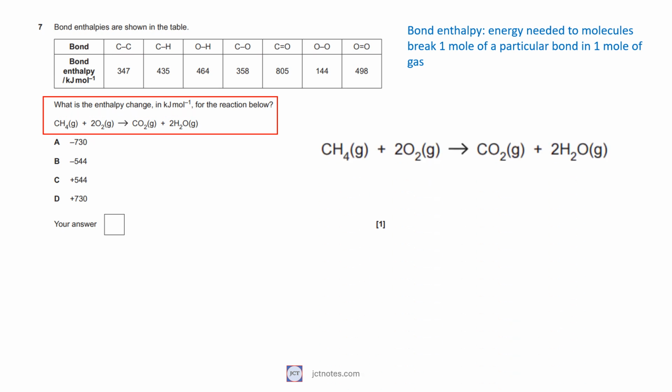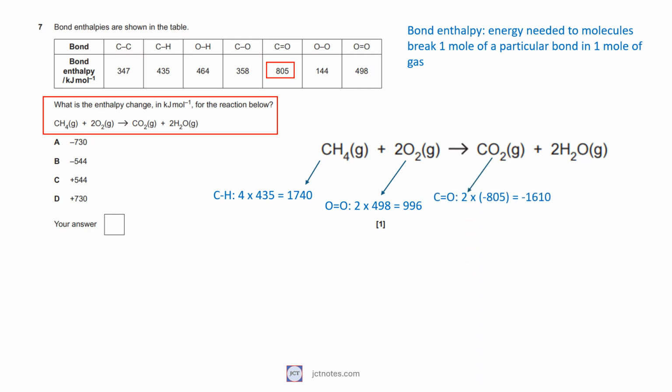The methane has 4 carbon-hydrogen bonds, with 435 kilojoules each. It contributes 1740 kilojoules. Each oxygen has a double oxygen-oxygen bond with a value of 498 kilojoules per mole. 2 oxygens provide 996 kilojoules. We continue with the products.